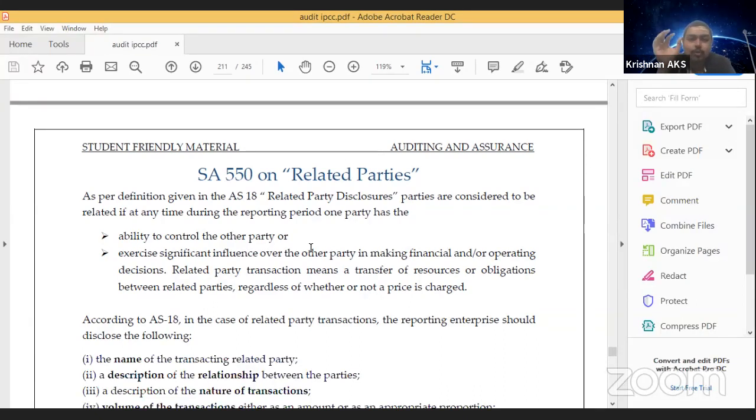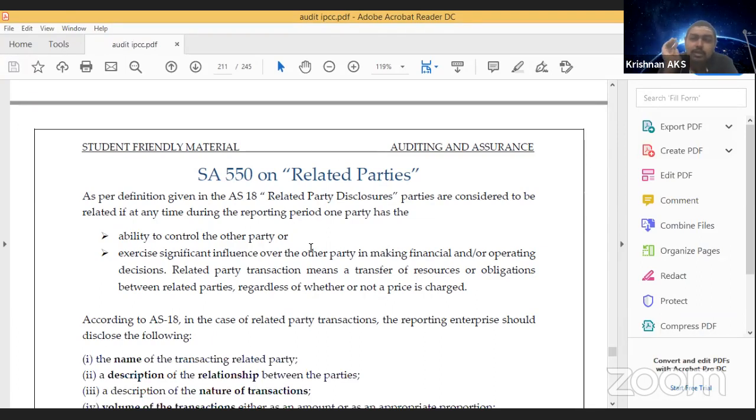partners. Now, for the relatives definition, for an individual: his spouse, father, mother, brother, sister, son, daughter, son's wife, daughter's husband; father including stepfather, mother including stepmother, sister, brother including stepsister, then son including stepson, but for daughter, there should not be any stepdaughter. A stepdaughter is not your relative. So these are the definition of your related parties.